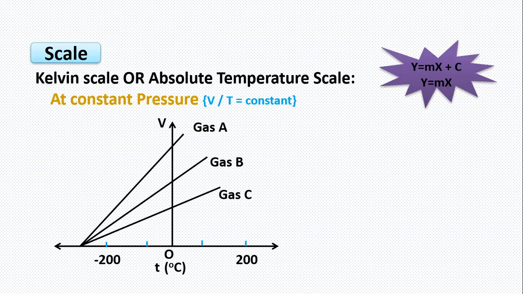Now, what is done here? We are extending this graph towards the negative x-axis, and what we found is that for gas A, the volume is 0. For gas B also the volume is 0, and for gas C, the volume is 0. But the temperature is not 0. It is a negative temperature. And what we observe here is that it is negative 273.15 degrees Celsius. And that is called 0 Kelvin.